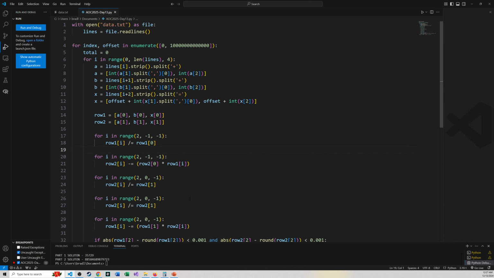So at the end of the day, if you know linear algebra, this one ends up being relatively simple. And if I had just used a library, I could have had this done a lot quicker too. But that's how I go about doing this.